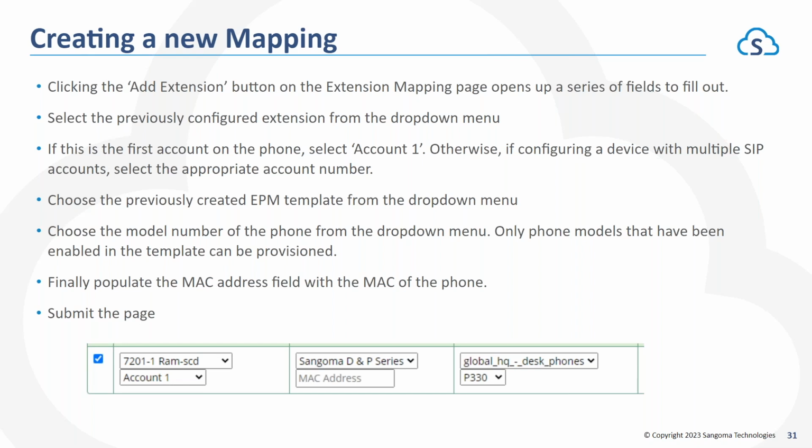You select the previously created EPM template from the drop-down menu that is on the upper right here in the screen cap. You would enter the model number of the phone from the drop-down menu, and as I mentioned before, only phone models that have specifically been enabled for the template can be provisioned using this template. So I have to ensure if I'm provisioning the P330, which I am, that that has previously been enabled for that template. Finally, I populate the MAC address using the MAC address field and submit the page.